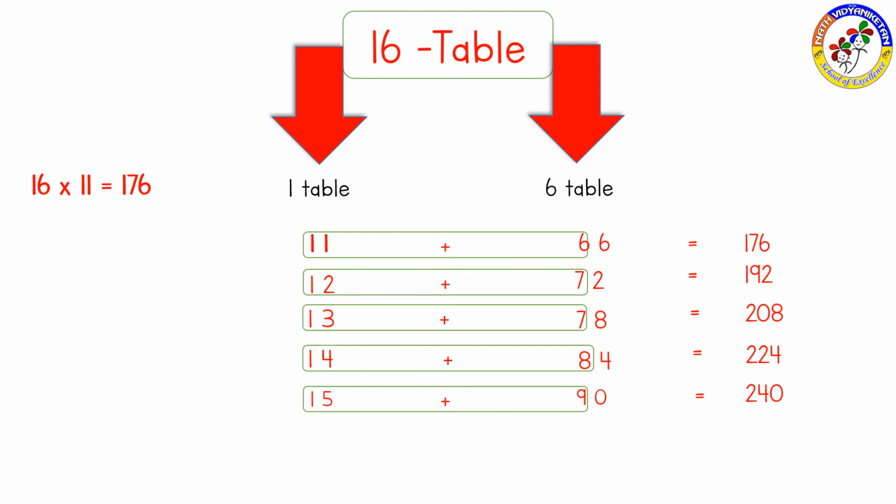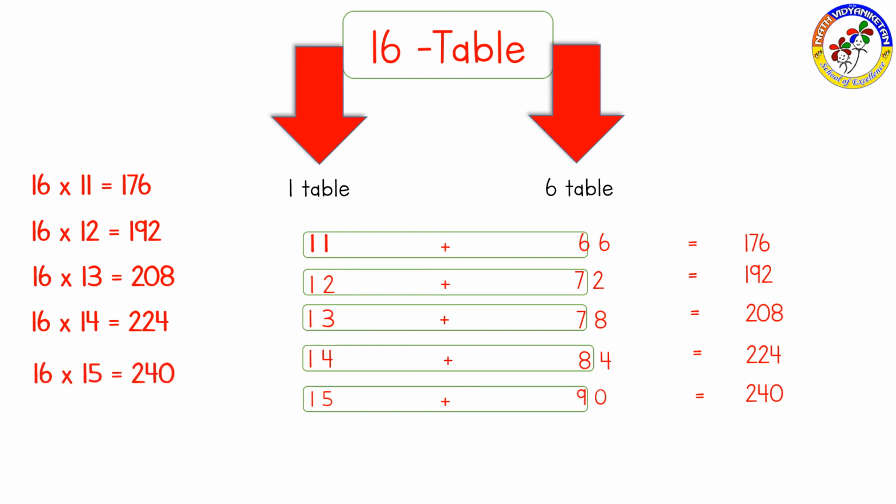So here is the 16th table from the 11th step. So let us read this. 16 11s are 176. 16 12s are 192. 16 13s are 208. 16 14s are 224. 16 15s are 240.